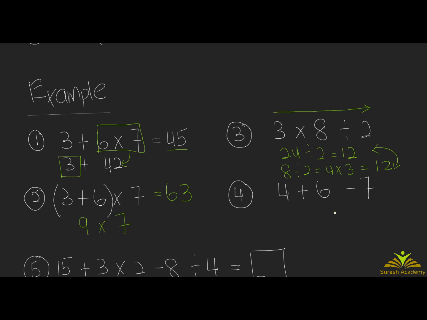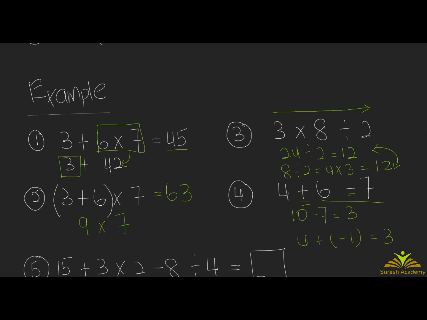Now, example 4, 4 plus 6 is 10. 10 minus 7 is equal to 3. I can also choose to solve 6 minus 7 first. So it will be 4 plus negative 1, which will also give me the same answer, 3. Because addition and subtraction belong to the same group. They are inverse of each other.